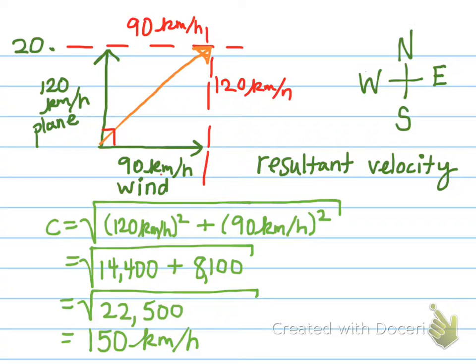Notice, even though my wind is blowing at a right angle to my plane, it still increases my plane's speed across the ground. That's number 20. Number 24.